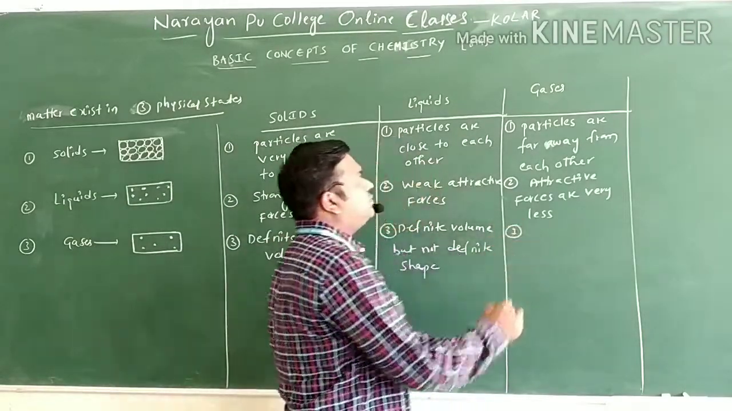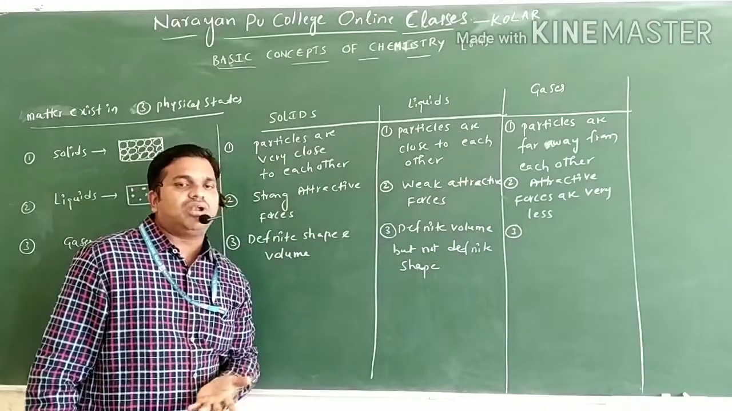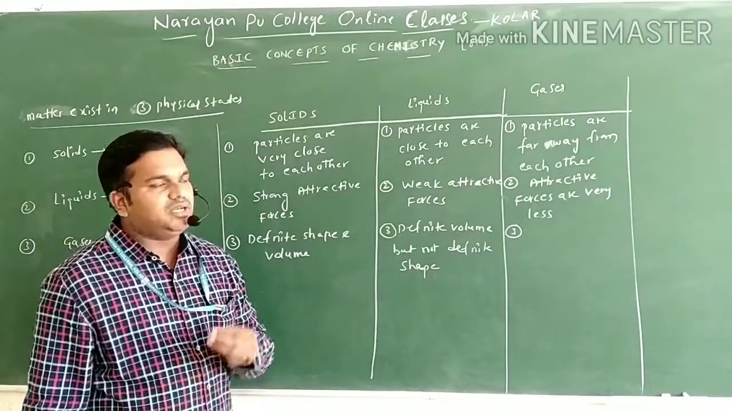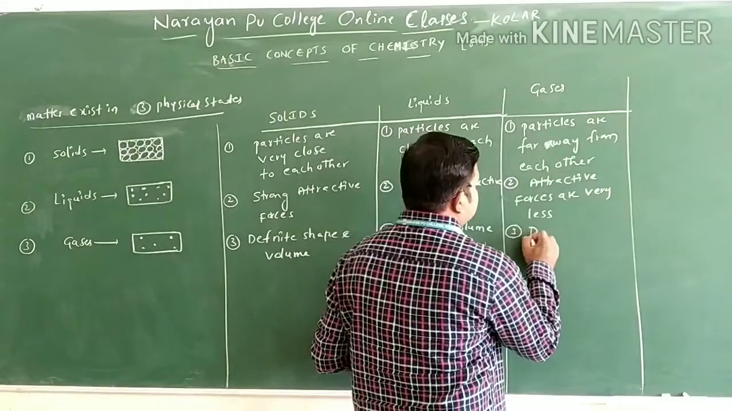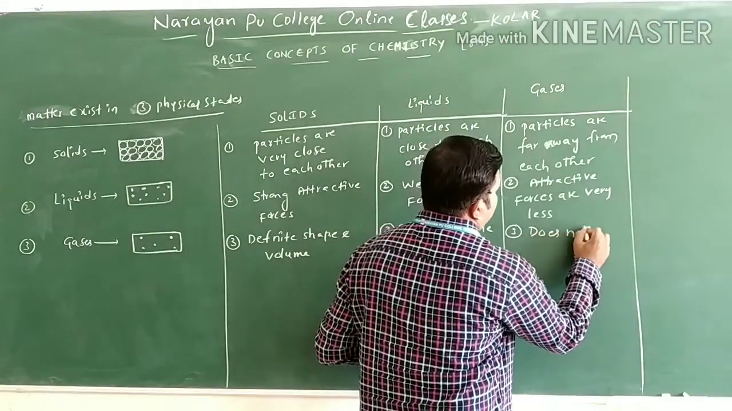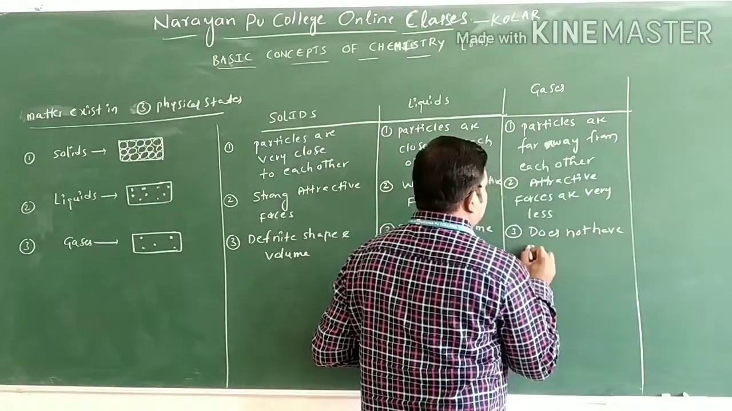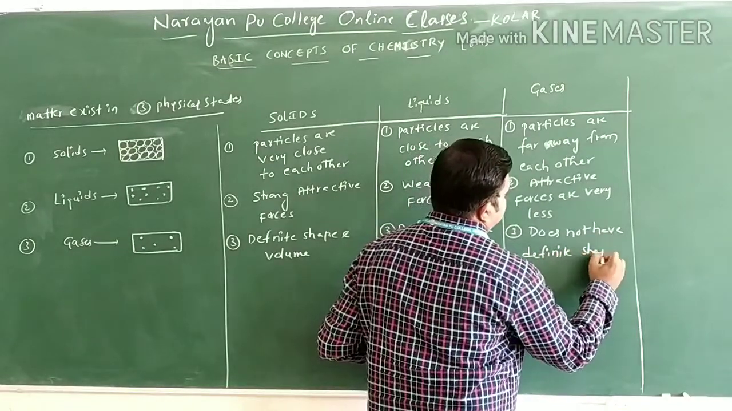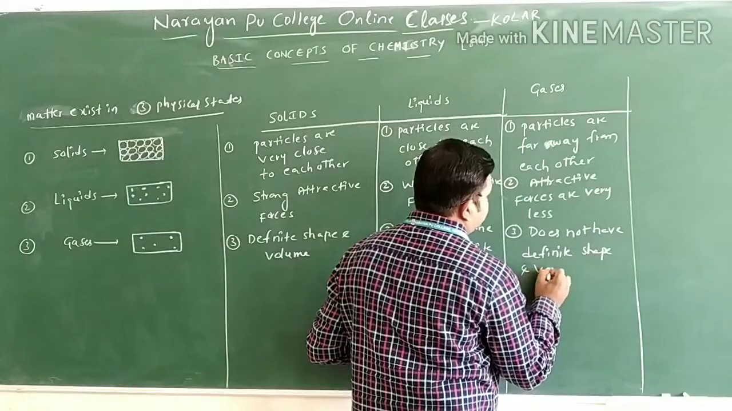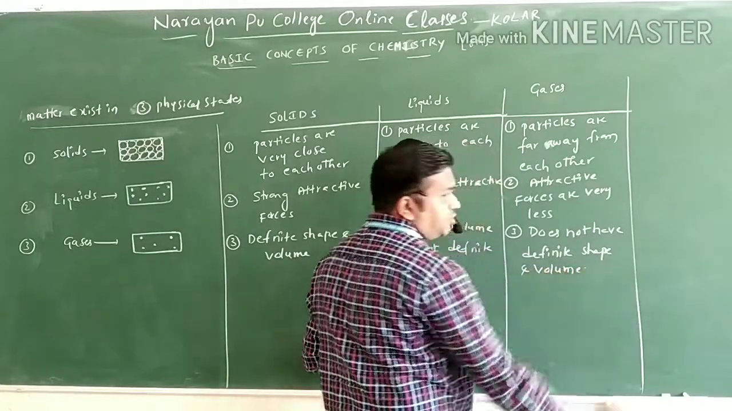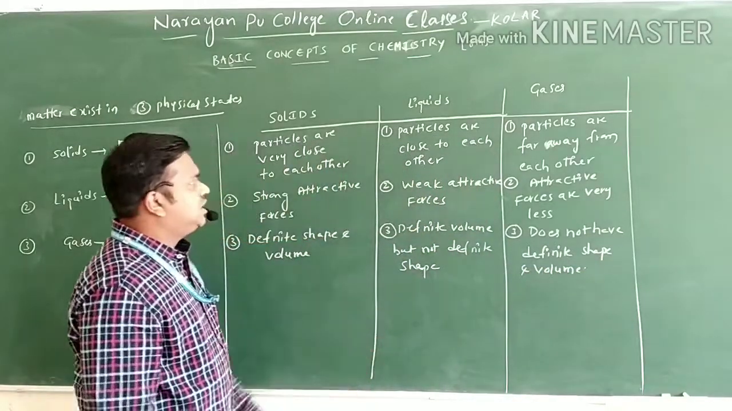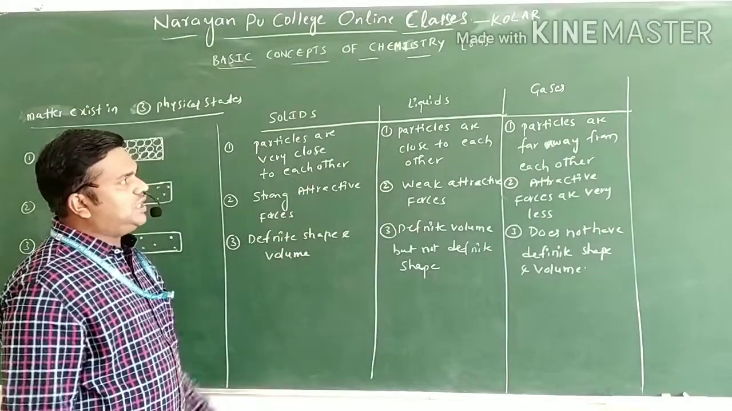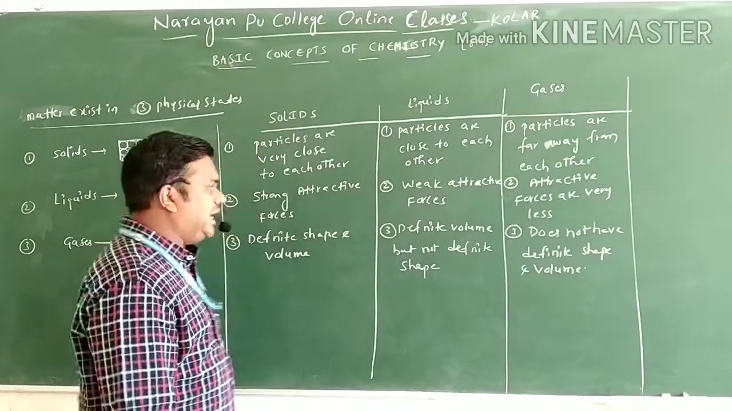Come to the third one. Gas molecules do not have definite shape or definite volume. So we can say gas molecules do not have definite shape and volume. So this is the third difference between solids, liquids and gases.